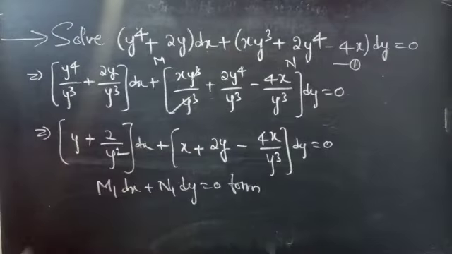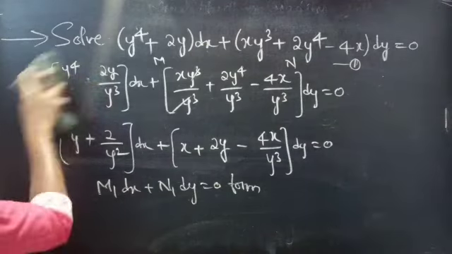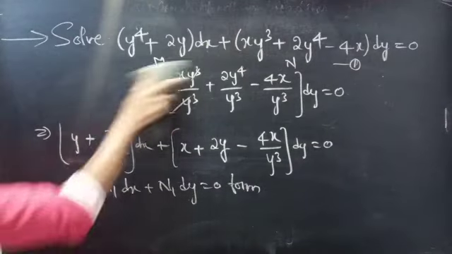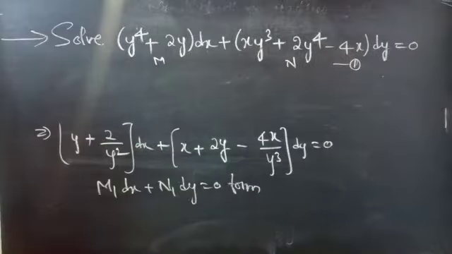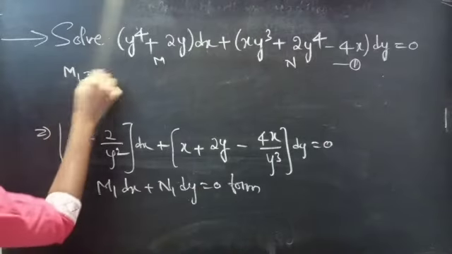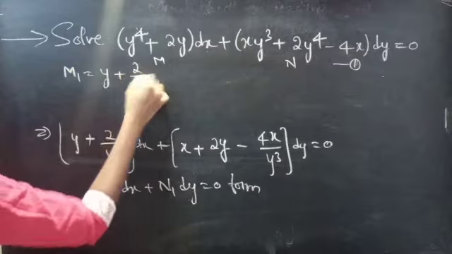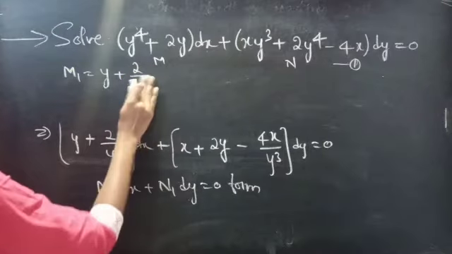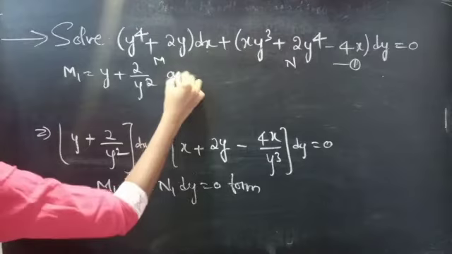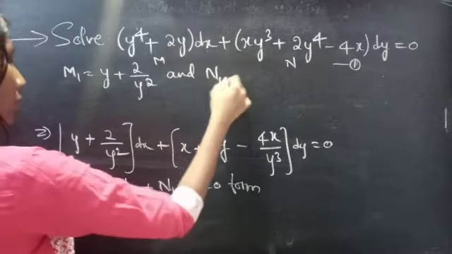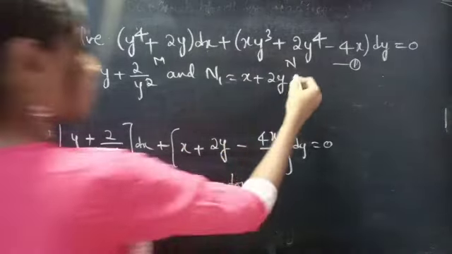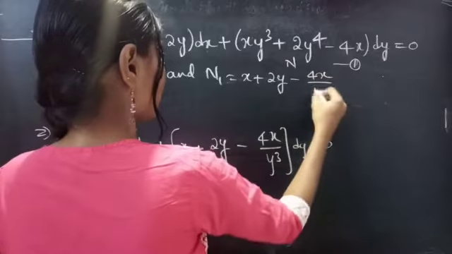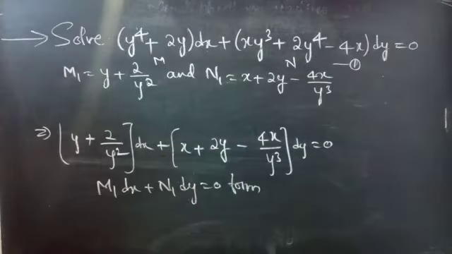By comparing these two, we'll get M1 and N1, where M1 equals y plus 2 by y square, and N1 equals x plus 2y minus 4x by y cube.